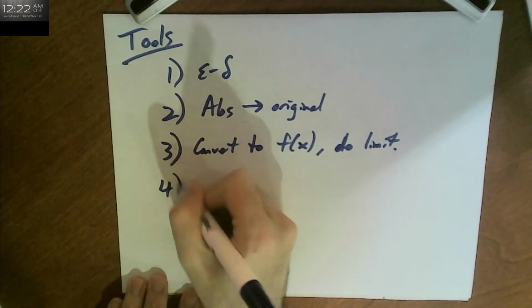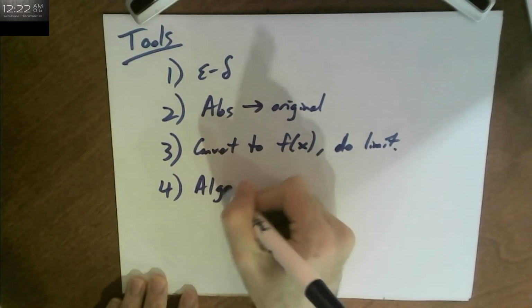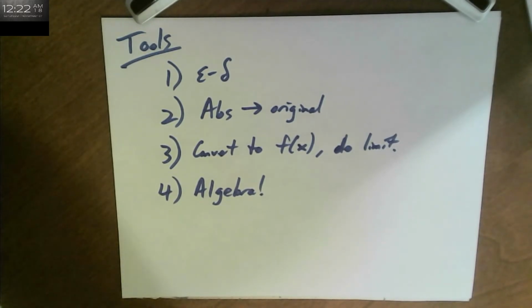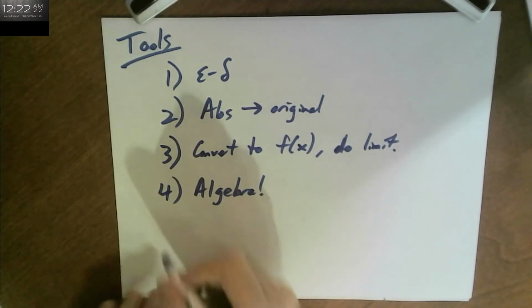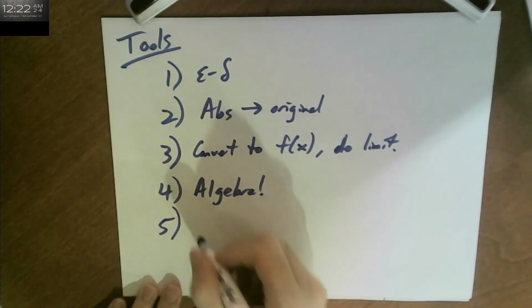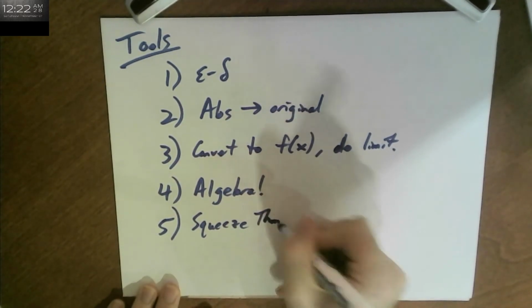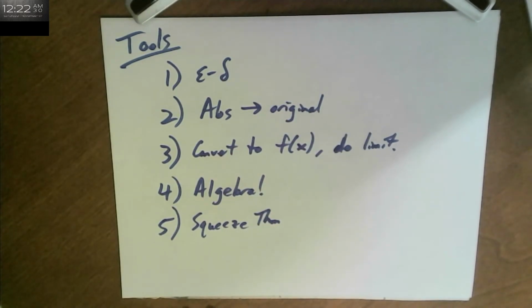Tool 4. Do algebra. Sometimes algebra is useful. This is most often useful when your terms themselves have multiple pieces, when your A sub n is some stuff plus some other stuff based on n. It's usually when algebra is the most useful. 5, squeeze theorem. It's an option.